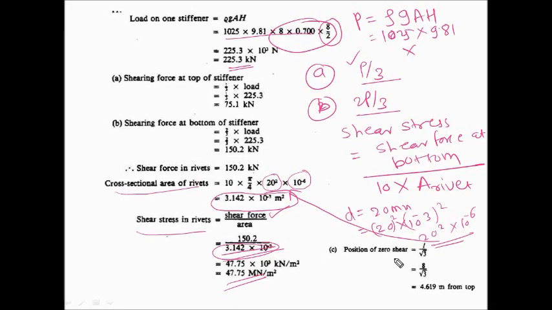The third question was the position of zero shear, that will be L upon root 3. The depth of the bulkhead is given as 8 meter, divided by root 3, you will get 4.619 meter from the top. I hope everything is clear.